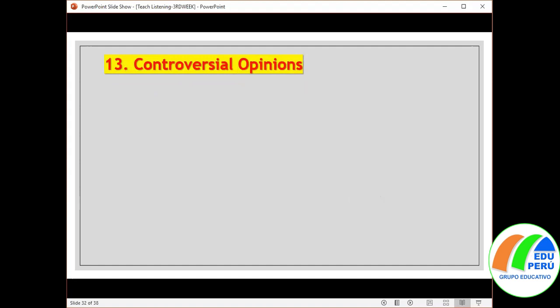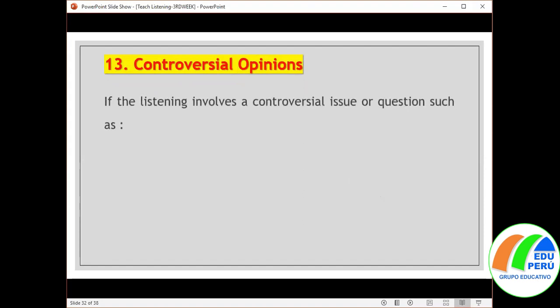Now, the other activity is controversial opinions. If the listening involves a controversial issue, problem, topic or question, such as, let's imagine this, what should be the minimum driving age? So let's suppose that you have this topic.